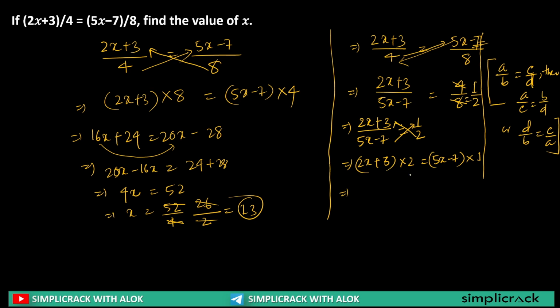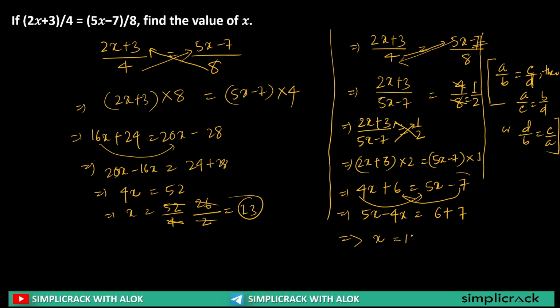Yes sir, that's clear. So 2 into 2x is equal to 4x. 2 into 3 is equal to 6. 5x into 1 is equal to 5x. Minus 7 into 1 is equal to minus 7. Now 4x will come this side. So sir, 5x minus 4x is equal to, minus 7 will come this side, 6 plus 7. When positive goes to the other side it will be minus, and when minus goes to the other side it will be plus. Okay, so now sir, 5x minus 4x is equal to x, 6 plus 7 is equal to 13.